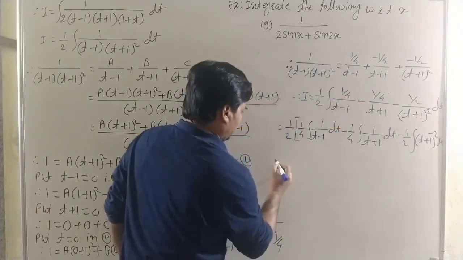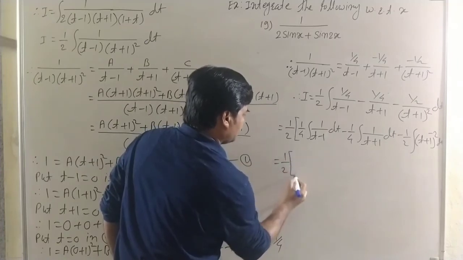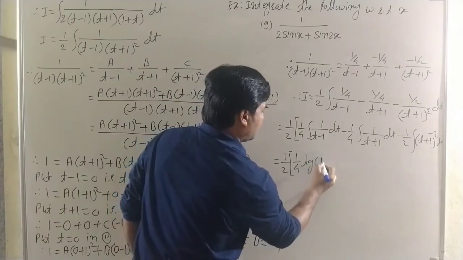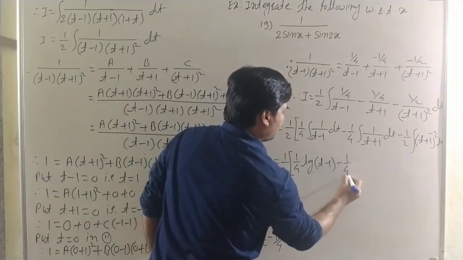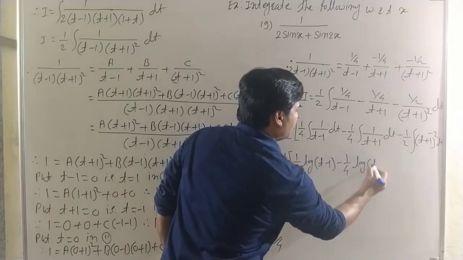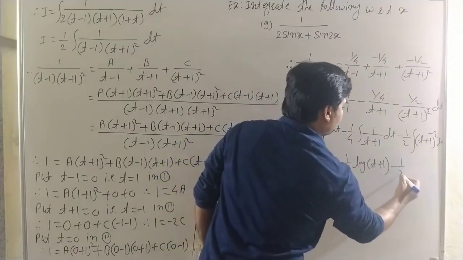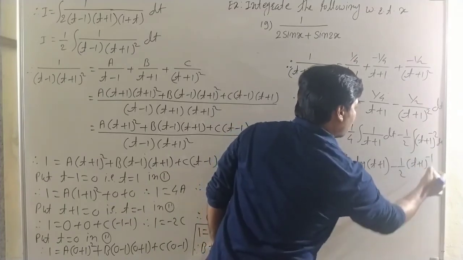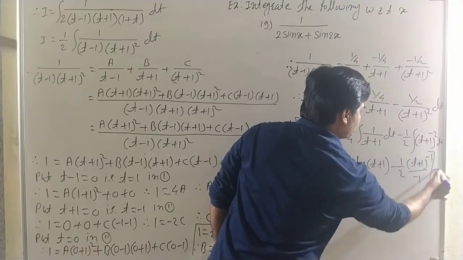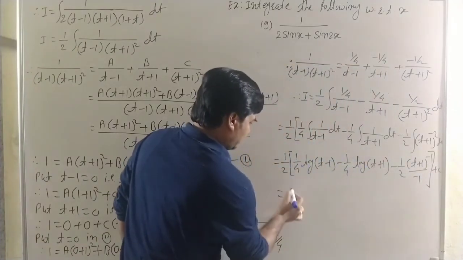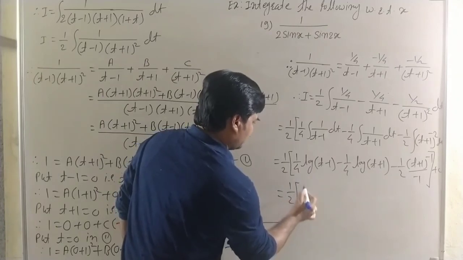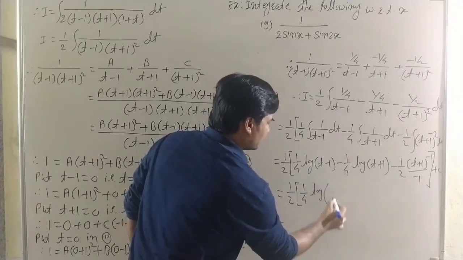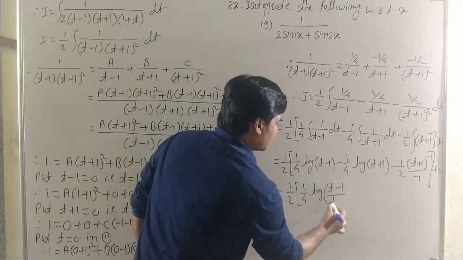Now take the integrals. Here 1 by 2 as it is, 1 by 4 log of (t minus 1) minus 1 by 4 log of (t plus 1) minus 1 by 2 into (t plus 1) to the power minus 1 upon minus 1, plus c. Now see carefully, 1 by 2 into 1 by 4 take common, then it is log of (t minus 1) upon (t plus 1).